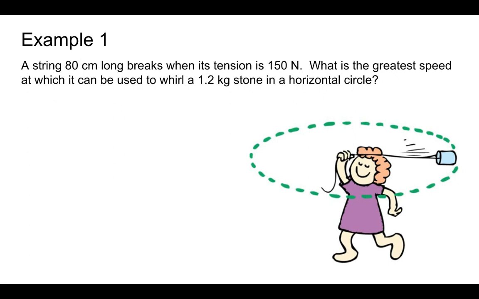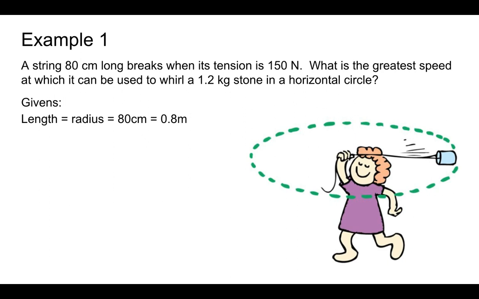Also, when they're giving us the length of the string, they're really just giving us the radius. We can see that this string right here is our radius of the circle, because she's holding it in the center right there. So givens, we have the length, which is the radius, is 80 centimeters, which is equal to 0.8 meters.